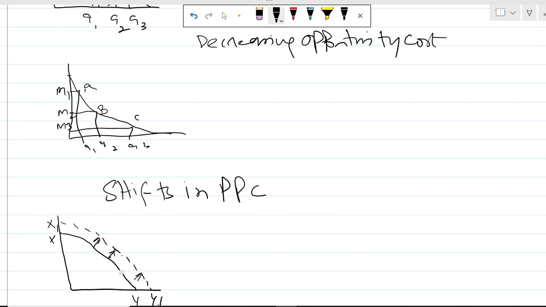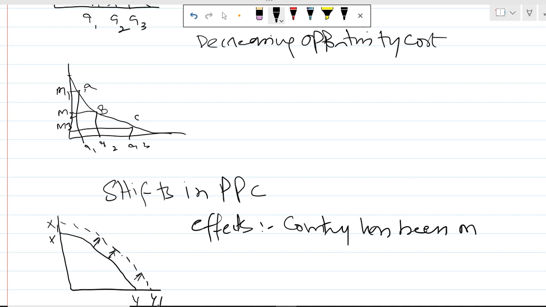Increasing return. Now we discuss the effect. The fact is that the country has become more productive, more productive in both goods. In both goods there is economic growth.